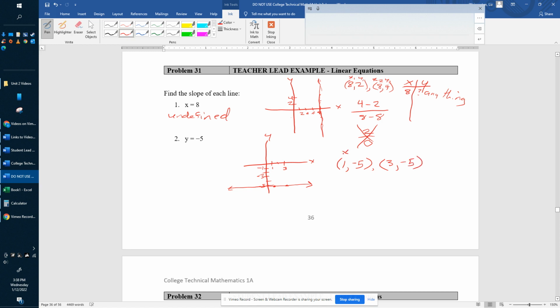This is our x sub 1, y sub 1, x sub 2, y sub 2. So we're going to take our rise, which is -5 minus a -5, over our run, which is going to be 3 minus 1. So we have -5 minus a negative is the same as plus. We get 0 over 3 minus 1, which is 2.